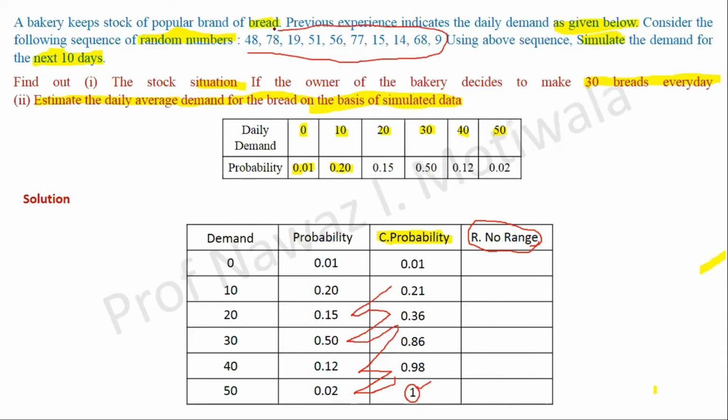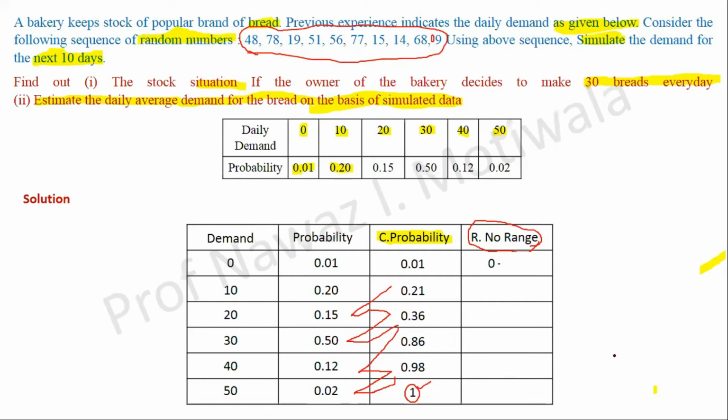So you can see that the random numbers given to us range from, let us say, 0 to 99, or you can also say they are 2-digit numbers. There is only one single-digit number, that is 09, which I can assume to be 09. So my random numbers can be from 0, 1 to 99. Now how to find out the random number range?